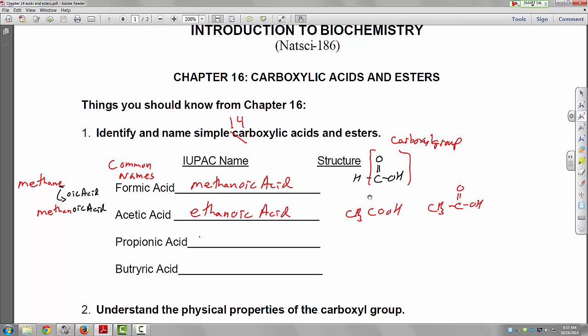Propionic acid, the common name for propanoic acid. Propane, drop the E, add oic acid, propanoic acid. Butyric acid, common name for a 4 carbon acid. Butane is the alkane. Butanoic acid is the IUPAC name. 1, 2, 3, 4. So draw the skeletal structure like that.